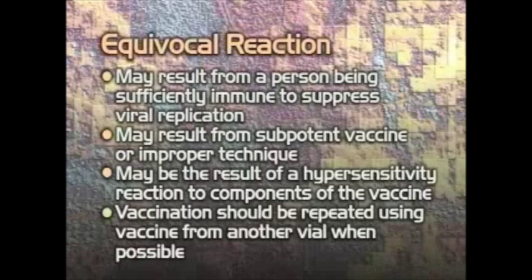Some persons may exhibit erythema and redness lasting several days, which may be the result of a hypersensitivity reaction to components of the vaccine. Such responses can be induced using vaccine that has been inactivated by heat. Because it is impossible to know which of the situations pertain, the reaction is called equivocal and repeat vaccination is done, preferably using vaccine from another vial when possible.